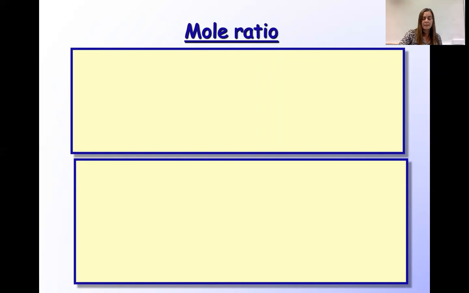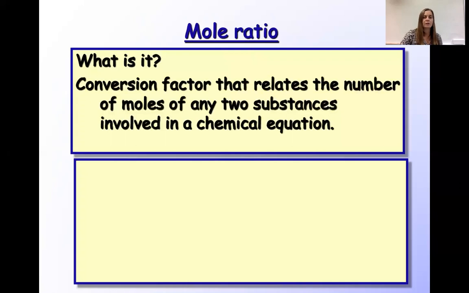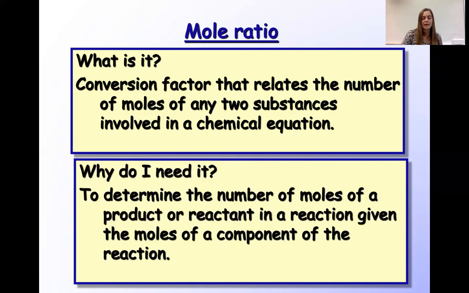And one of the key things in that calculation is this thing called a mole ratio. And so the mole ratio is just one more conversion factor. And this conversion factor relates the number of moles of any 2 substances involved in a chemical equation. And we need that because we want to be able to determine the number of moles of a product or a reactant in a reaction, given the number of moles of anything else in that reaction.